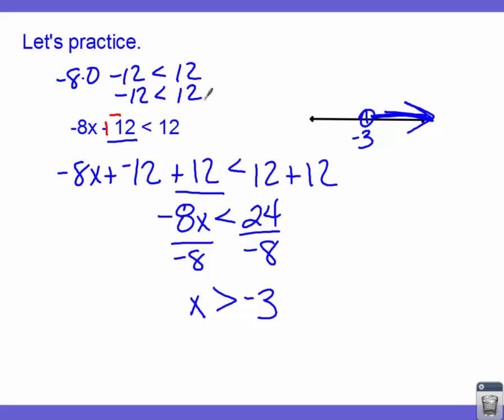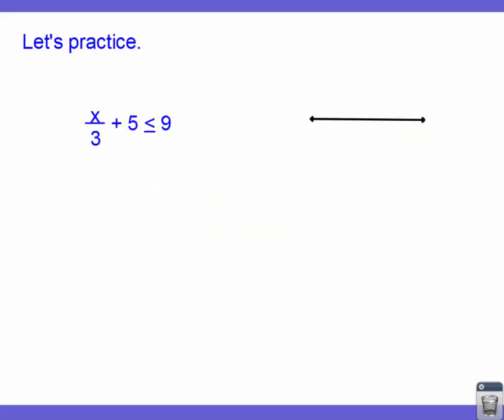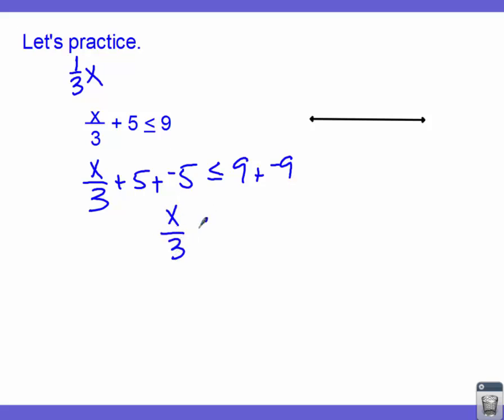All right, let's try one more, and then we'll be done for the day. So what if I have a division problem? Do we do it any different? No, we don't. We start off by getting rid of the positive 5. So x over 3, and remember this could also be written as 1/3 x. It's the same thing. So plus 5 plus negative 5 is less than or equal to 9 plus negative 5. So x over 3 is less than or equal to 0.